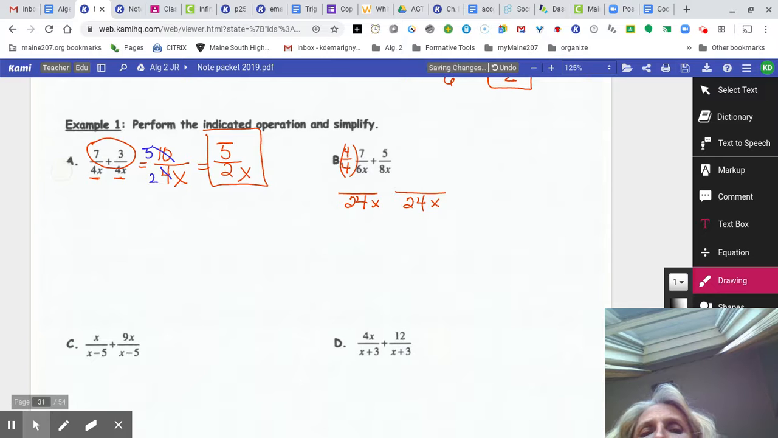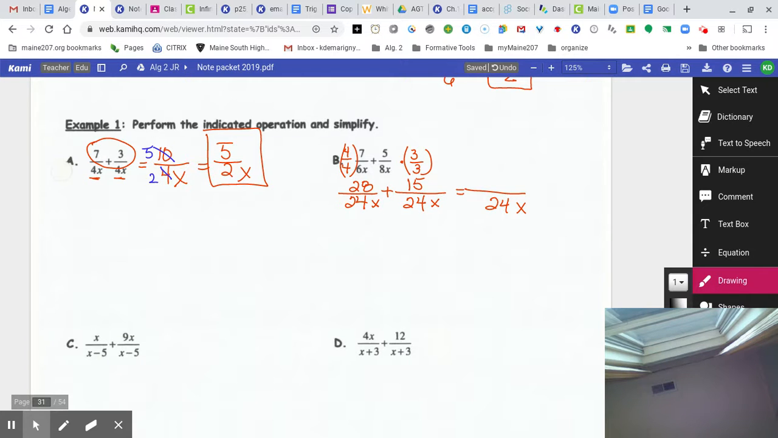So 7 times 4 is 28. And 4 times what is 24? So it's a 3. And I already have the variable, so I don't have to change it by multiplying by another variable. So 8 times 3 is 24, and 5 times 3 is 15. Okay, bring over your common denominator, which is 24x. And then I need to add 28 plus 15. And if you have any doubt about how to do that, please use your calculator. So I've got a 43. And so this simplifies to 43 over 24x.